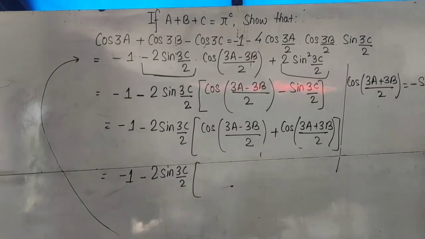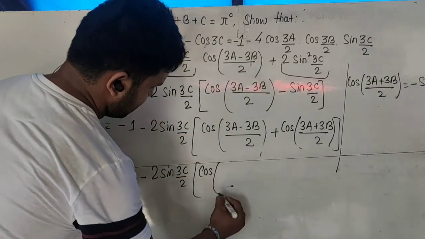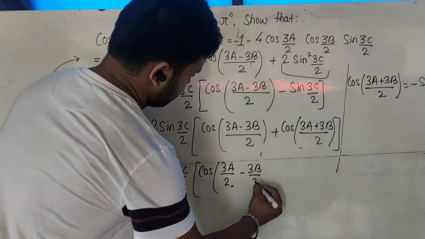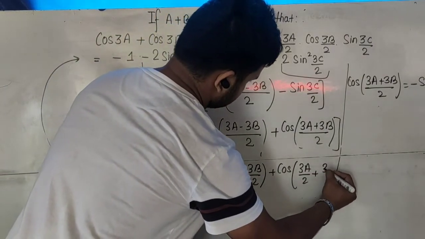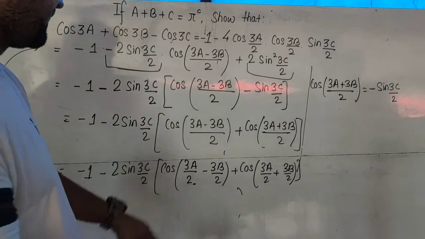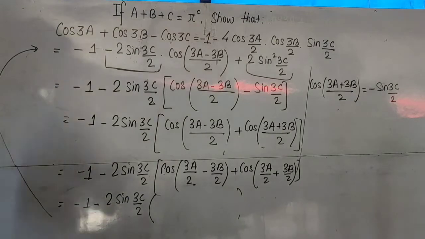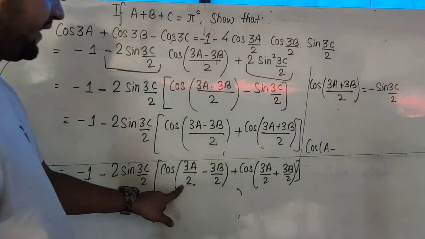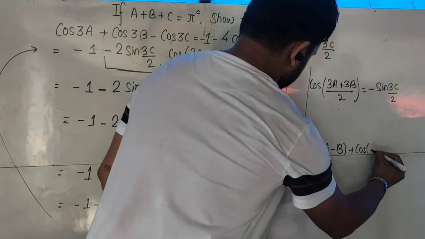Now I can simply use the formula of cos C plus cos D. Otherwise, no, let's go with this. I think this will be a little shorter. We can write here cos of (3A by 2 minus 3B by 2) plus cos of (3A by 2 plus 3B by 2). What I have done is I have segregated the terms here. Now I am writing here sin 3C by 2. Now I can assume 3A by 2 as A and 3B by 2 as B, giving cos (A minus B) plus cos (A plus B).